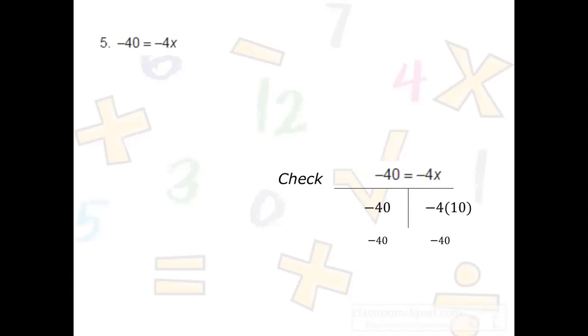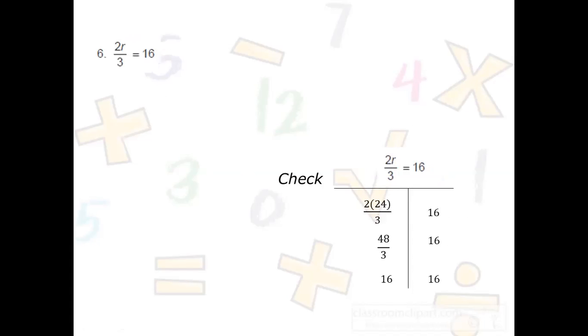Moving on to question number 5. Negative 40 equals negative 4 multiplied by x. So negative 4 multiplied by x, what does that say? That means we have to divide. So we are dividing two negative numbers. When you divide two negative numbers, what's the answer you're going to get? Of course, you will get a positive number. So 40 divided by 4 is 10, but it's positive because both of them are negative. Now let's check the answer we got is correct or not. All you need to do is replace x with 10. So negative 4 multiplied by 10 will give you negative 40, which means x equal to 10 is the answer for question number 5.